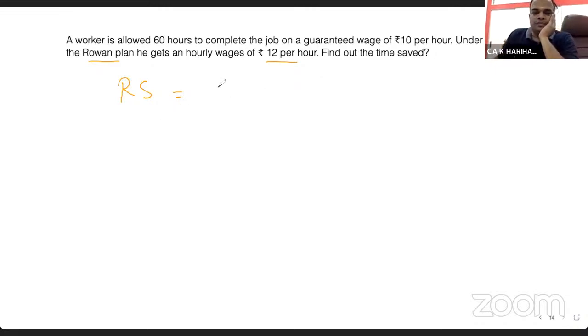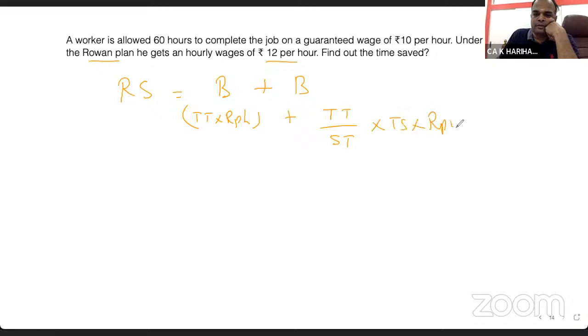Rowan system, what is the formula? Basic plus bonus. It's the formula for the Rowan system. Basic is equal to time taken into rate per hour. Bonus is equal to time taken divided by standard time into time saved into rate per hour.